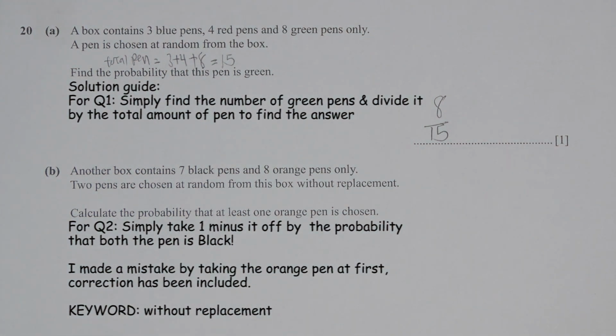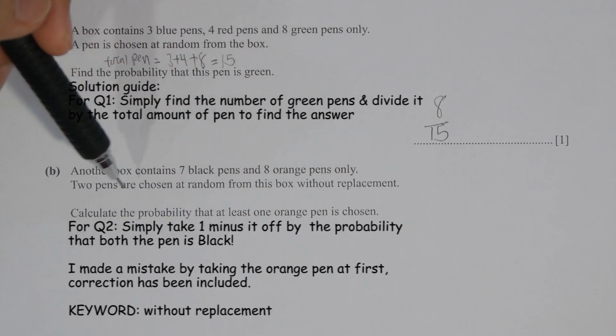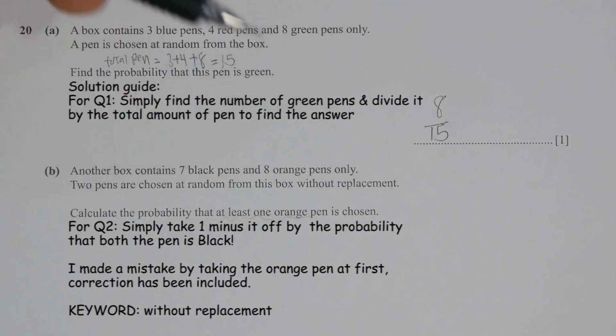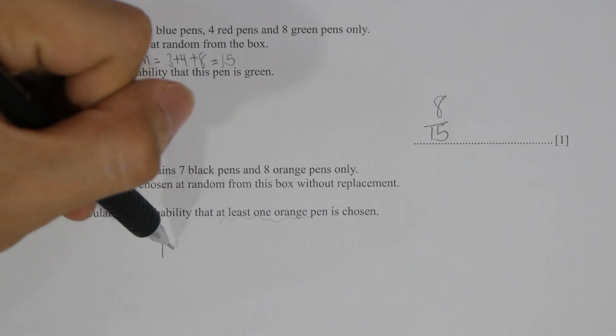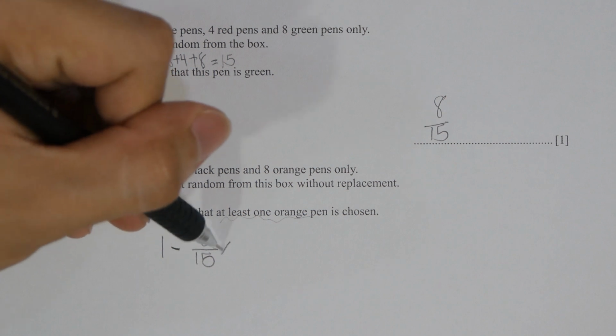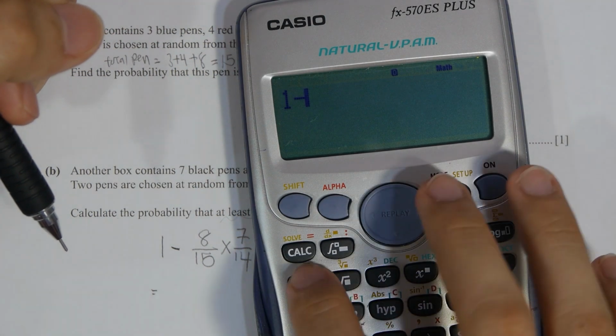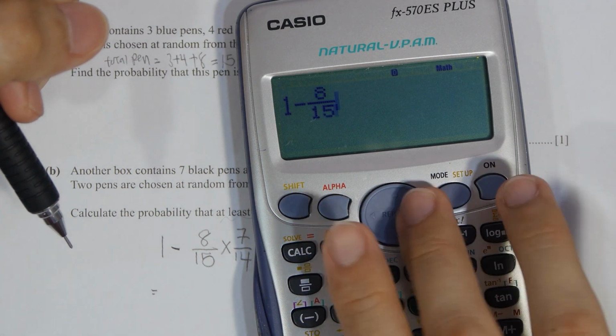The next question, calculate the probability that at least one orange pen is chosen. So I just use 1 minus both pens being black. So 1 minus 7 over 15 times 6 over 15. So the result will actually be 61 over 75.